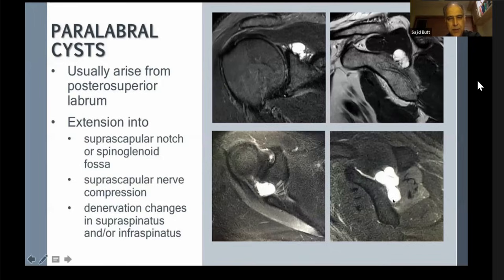Big spinoglenoid notch cyst, edema of the infraspinatus. That's the sort of exam case which can come your way. So a fail-pass candidate will pick up this.